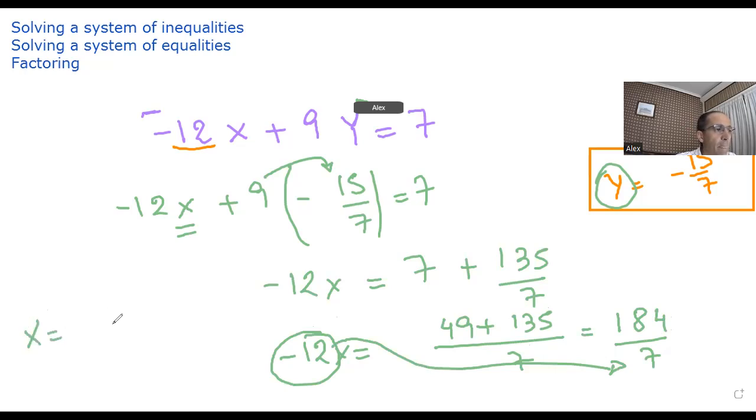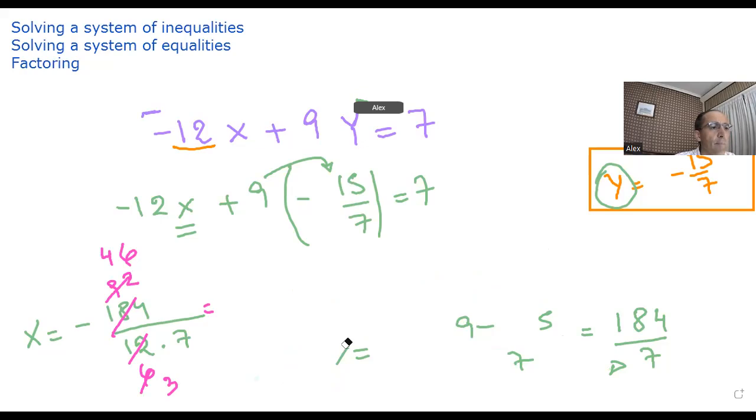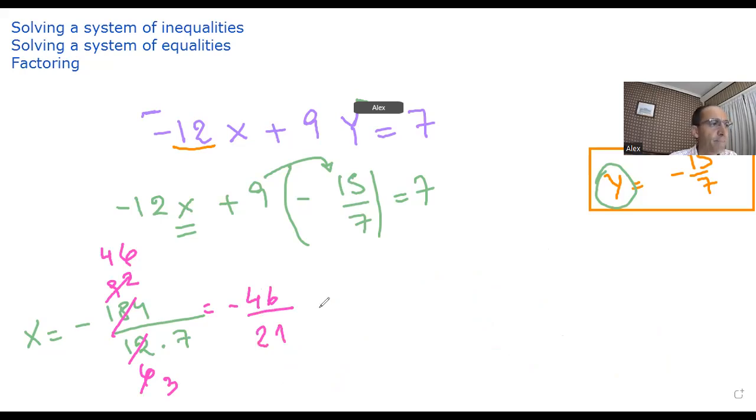So x could be minus 184 divided by 12 and 7. Here we could simplify. And that will be the solution. So x will be minus 46 over 21.